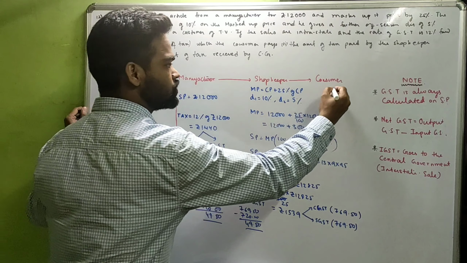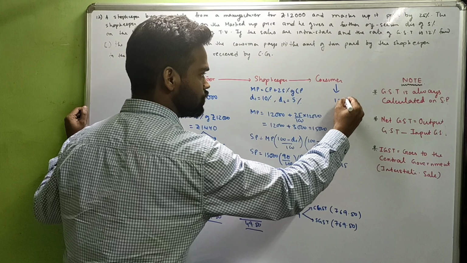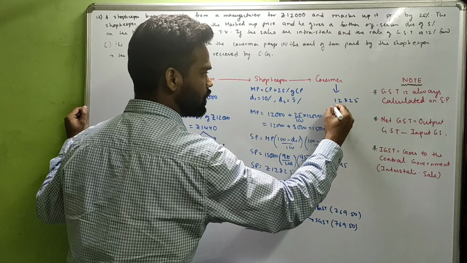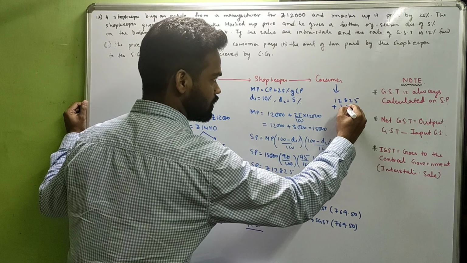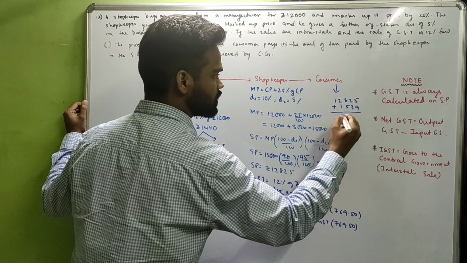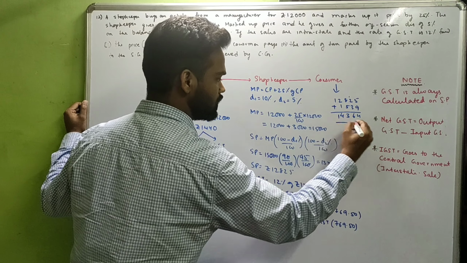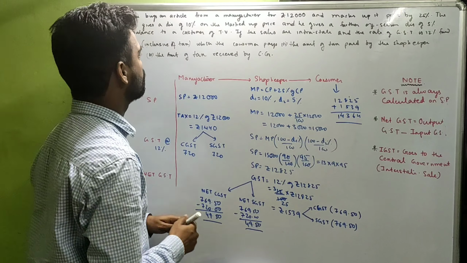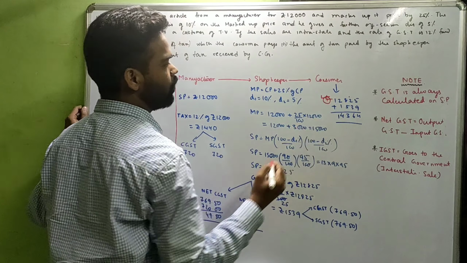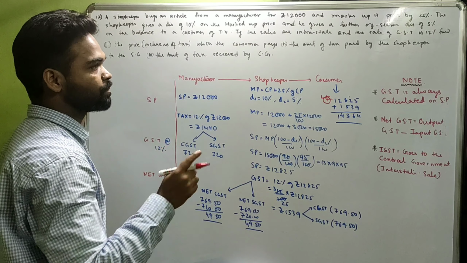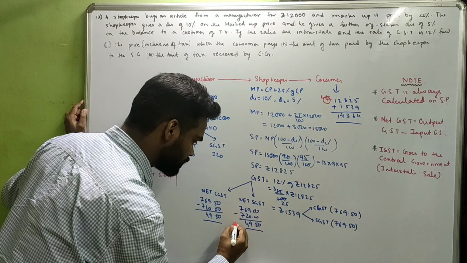Am I clear? What does the consumer pay? Definitely the consumer pays the selling price, that is 12825 plus the tax, and the tax over here was 1539 if I'm not wrong. So we'll simply add it. Now, what they're asking for, look, the price which the consumer pays, this is the answer, 14364.